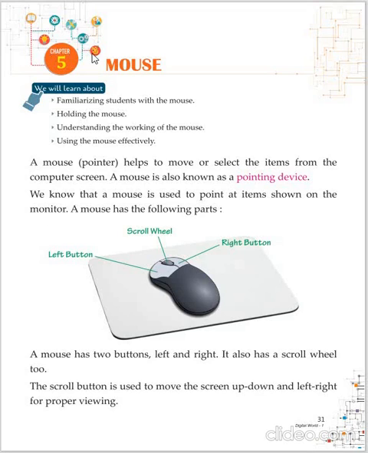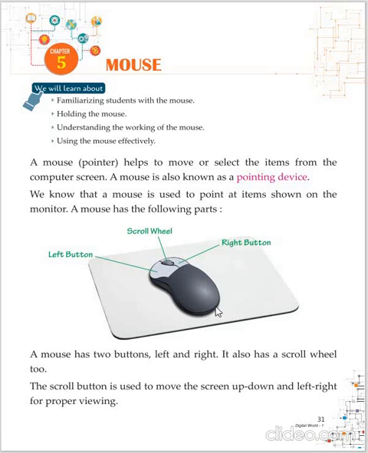Let's start chapter 5, Mouse. So children, this is the mouse. It helps us to move or select item from the computer screen. We also call mouse as a pointing device.